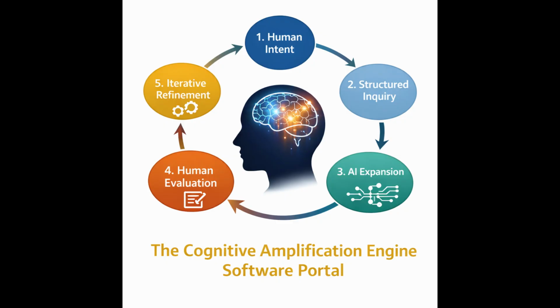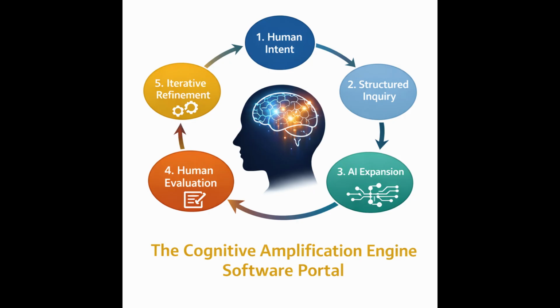Step 3, AI expansion. Once the inquiry is structured, AI expansion begins. AI is used to explore possibilities, generate insights, surface connections, and expand perspectives. Crucially, AI does not decide, it expands the cognitive space.